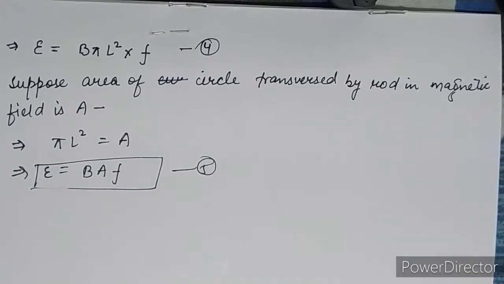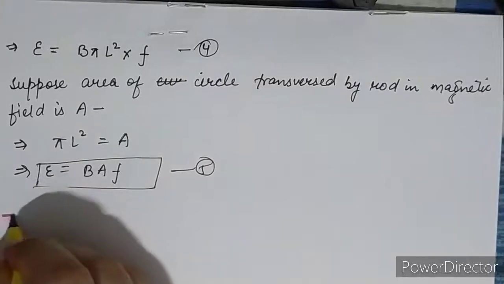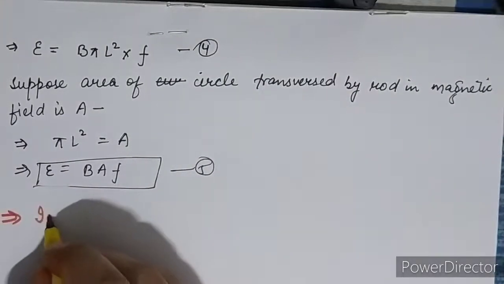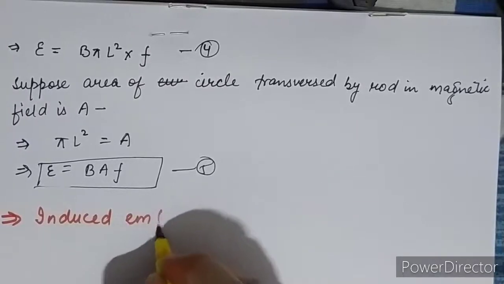So this is the value of the induced EMF in a metal rod which is rotating in a uniform magnetic field. B is the magnetic field, A is the area of the circle in which it was rotating in the magnetic field, F is the frequency. Clear? Now in the same thing, we are now taking a metallic disc which is rotating in a uniform magnetic field. Right now we have just taken a metallic rod. Now we are taking a metallic disc.